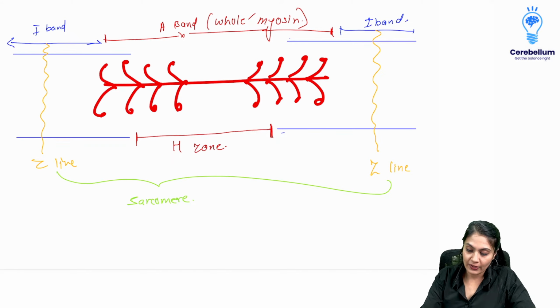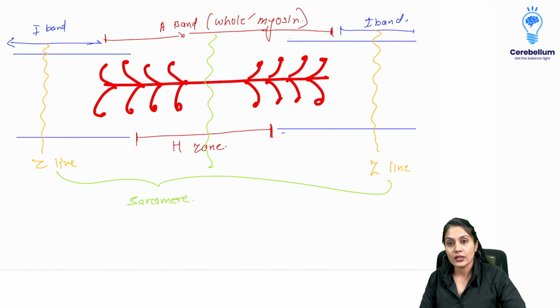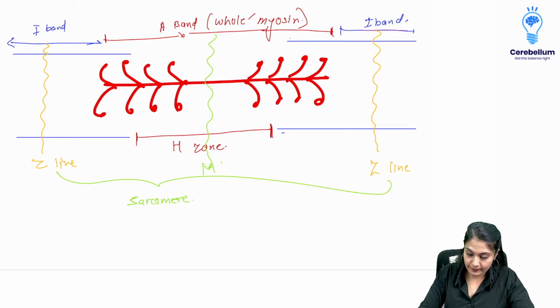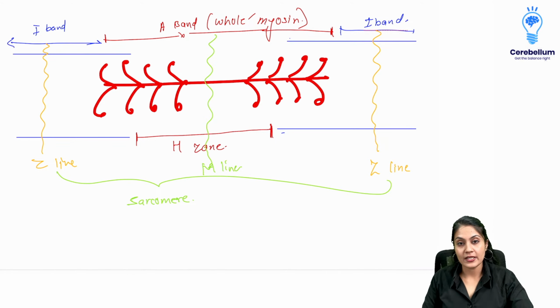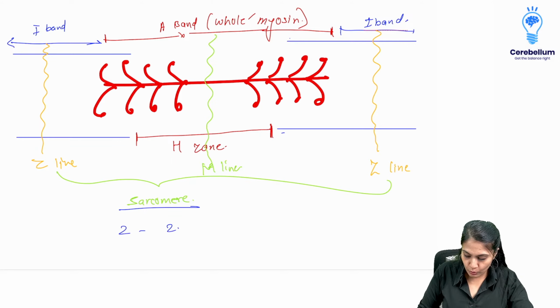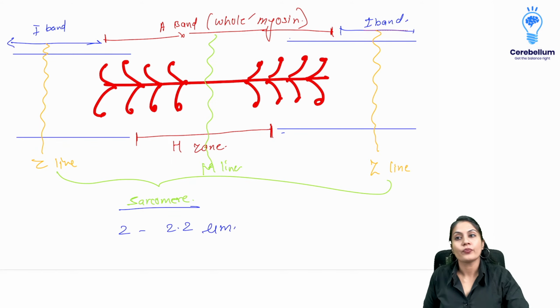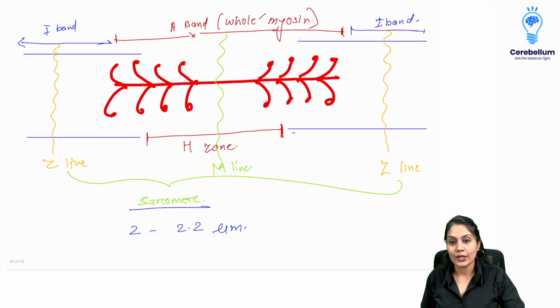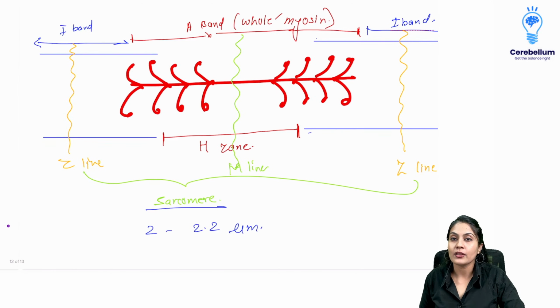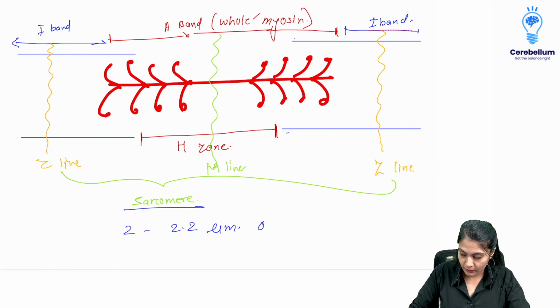Now please remember, if I draw exactly the midline in between the sarcomere, then this is known as M line. So please remember all these things. And what is the optimum length of the sarcomere? It is 2 to 2.2 micrometer. 2 to 2.2 micrometer is the optimum length for the sarcomere.